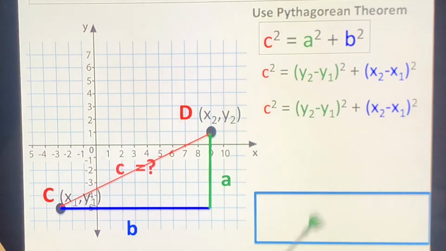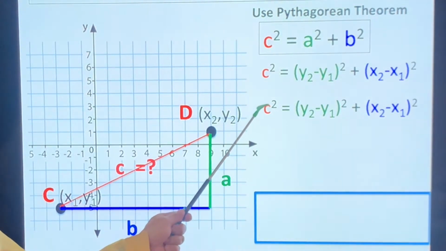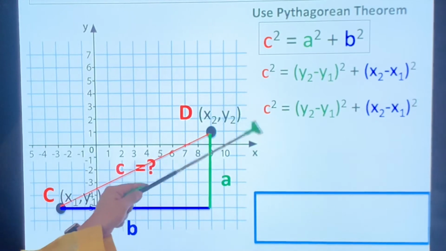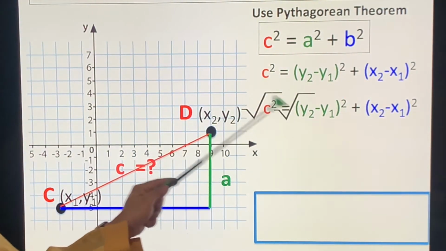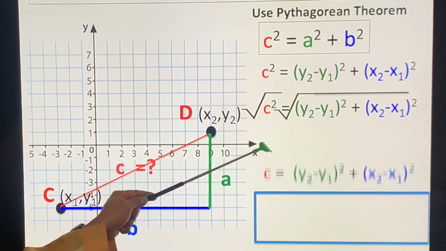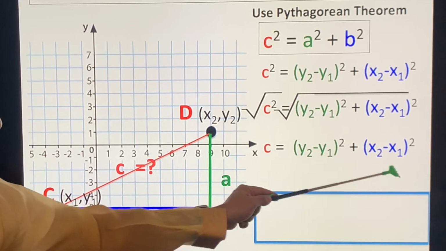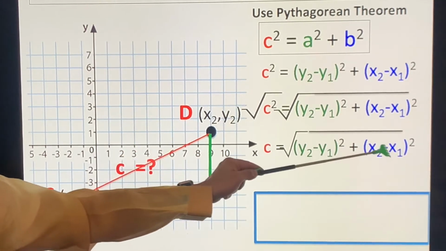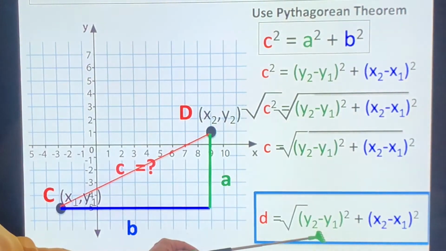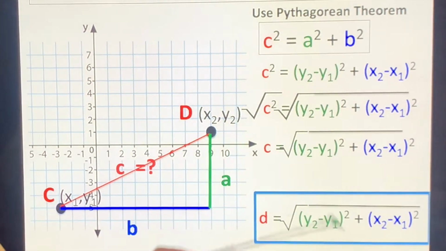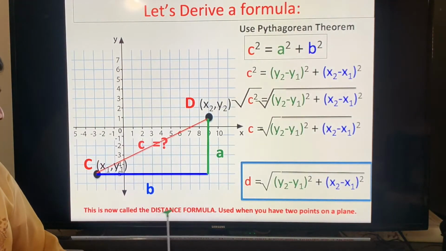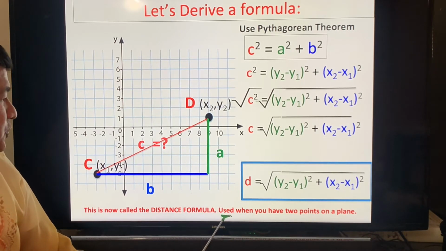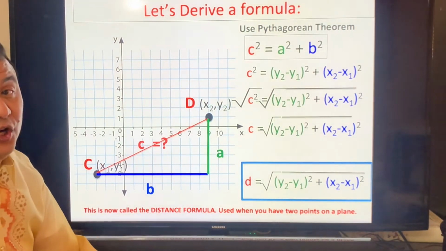And then since we're solving for the hypotenuse alone without the square, I take the square root on the left and a square root on the right. This cancels out, therefore c is equal to that formula but with a square root sign. So this is our distance formula. This is now called the distance formula. This is used when you have two points on a plane.